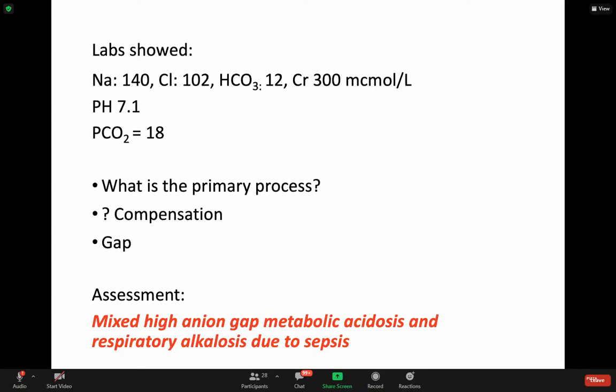It should be 26, but it is lower than 26, it went down to 18, which means there is something else pushing and washing the CO2 out, right? And we know that if the PCO2 goes down it is respiratory alkalosis, and if it goes up it is respiratory acidosis. So this patient has both high anion gap metabolic acidosis and respiratory alkalosis due to sepsis.